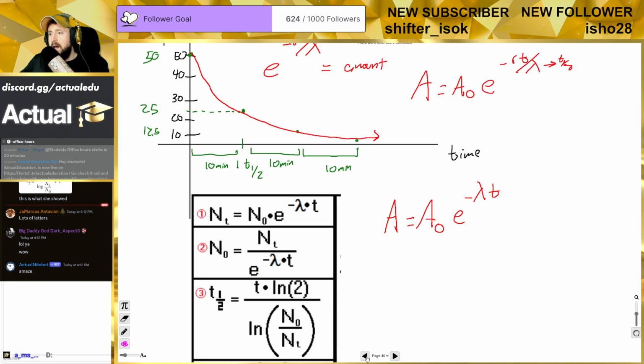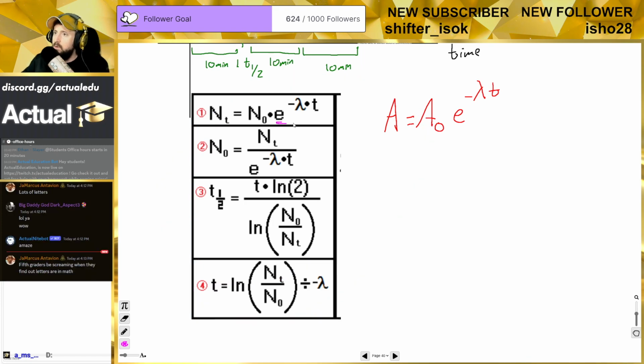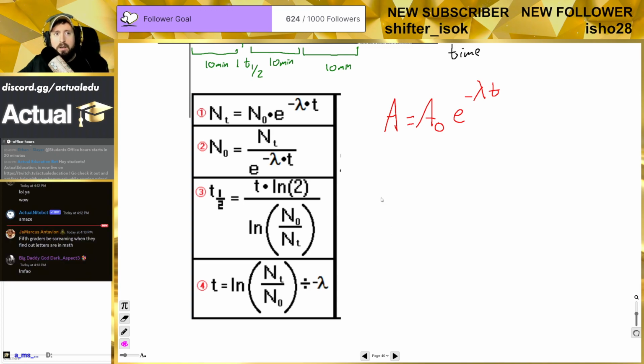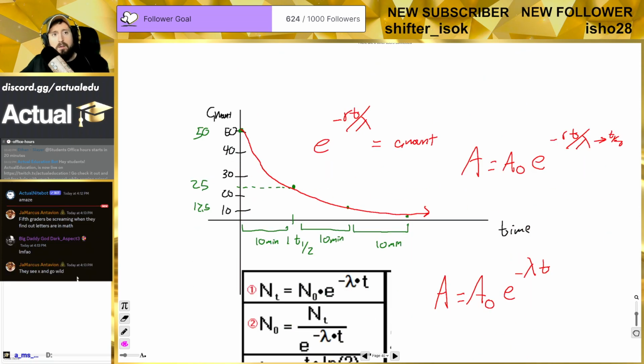Lots of letters. Yeah, I think the standard way we learn it in physics is this. I think we like using e, and then everything's based on ln of 2s and stuff. Yeah, because they end up calling it e-folding lengths and whatnot. Yeah, they see x and go wild, dude.